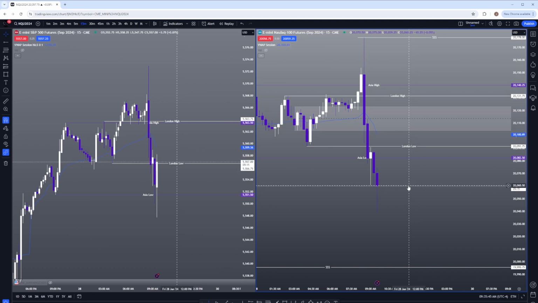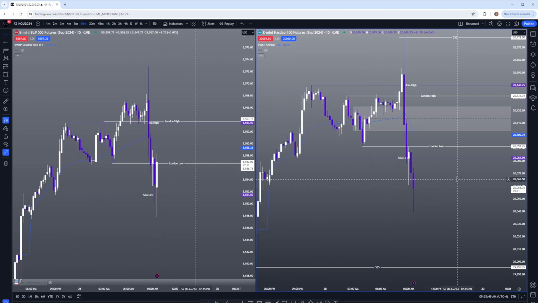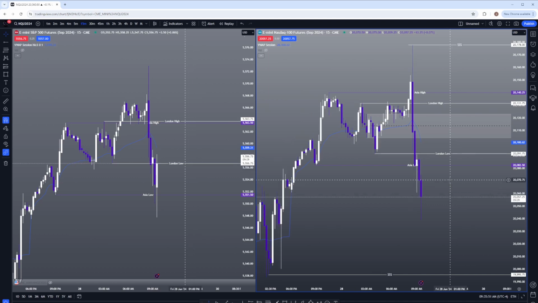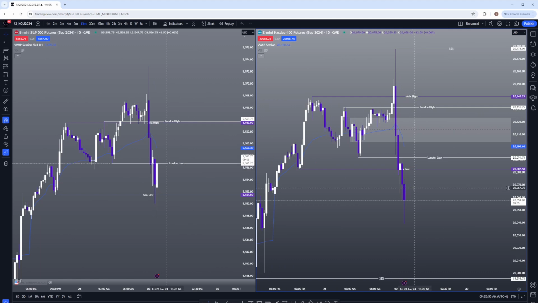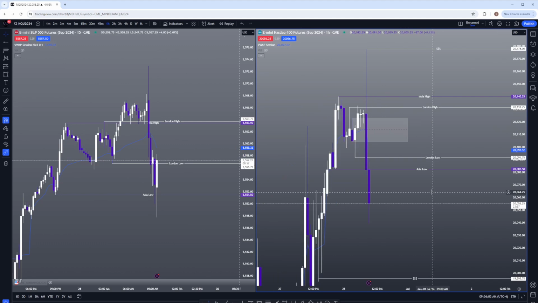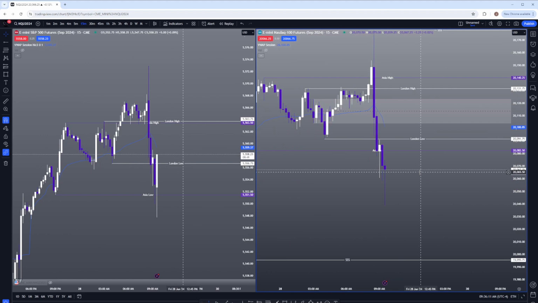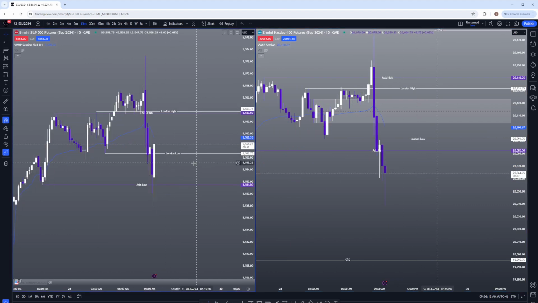The one thing I was looking at was that we came down and took out that London low and Asia low, and I was looking to see, are we going to reverse back to the highs after taking out these external draws on liquidity, right? This London low and this Asia low. Not necessarily external draws, but strong draws on liquidity. So far we've taken them and we have not seen any kind of reversal.